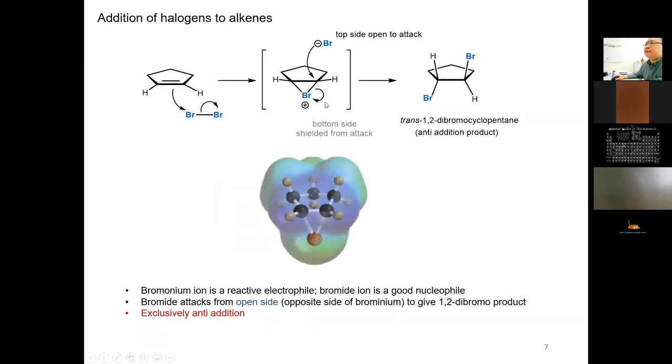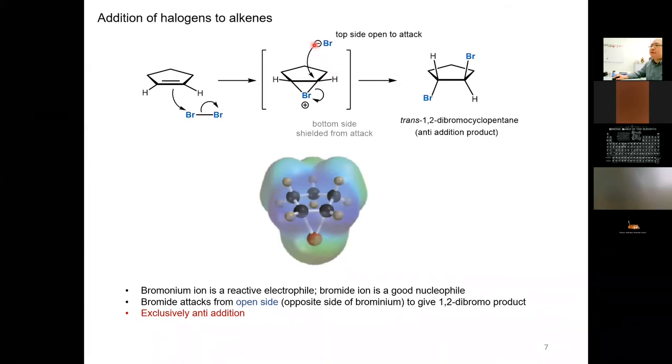So once this brominium ion is generated, then the bromide now has only one choice to attack. Okay, because you can see the bromine is here, like in this graph. So it's very crowded on this side. Basically, the bromine blocked this side. So for the bromide anion here to attack and open this ion, it can only do the backside attack. Okay, that means attack from the opposite side of the brominium ion. It does not attack from here because it's so crowded. It only attacks from the back.